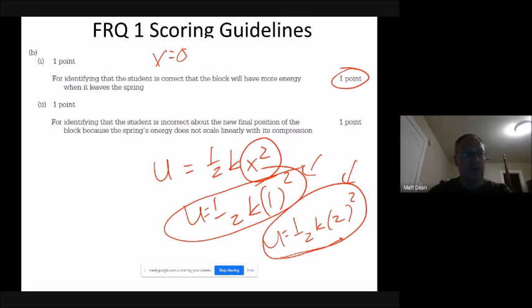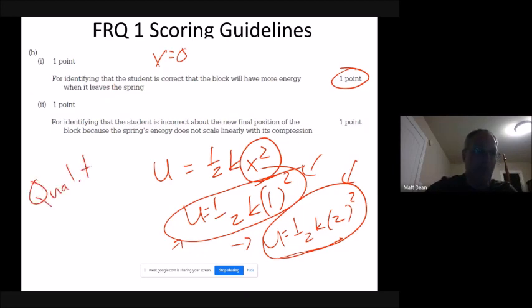So essentially what we want to say in part 2 is that the student's incorrect about the new final position because the spring's energy is not linear. Here they don't really want you to talk about the equation so much. They just want you to say it's not linear. I don't think they would count off if you talked about the equation, but they're looking for qualitative stuff here.